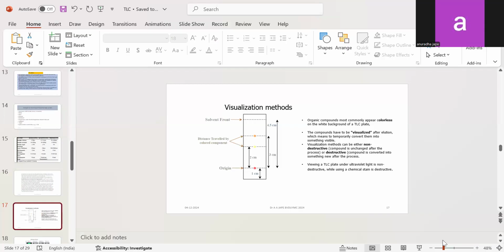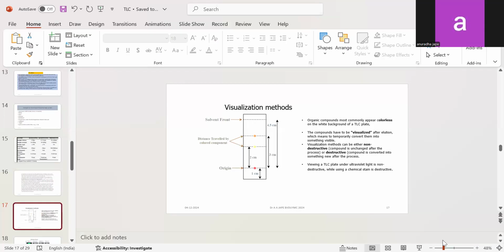So to visualize these, you have to convert them into some visualizable entities, right? So of course, to convert them into something else by addition of a chromophore group to it, or by treatment with certain selective reagents, maybe a destructive method or maybe a non-destructive method.